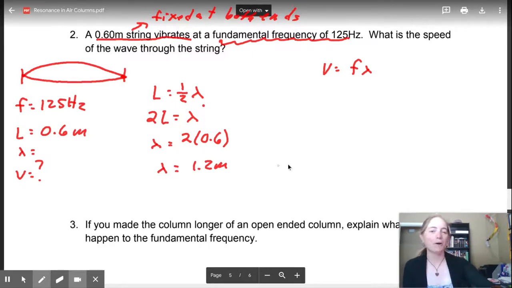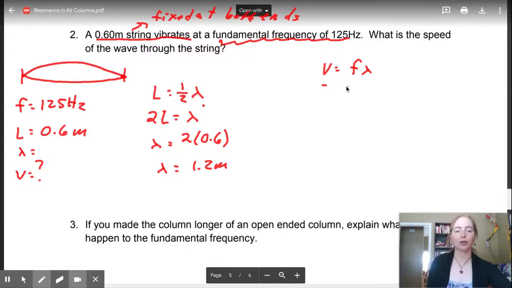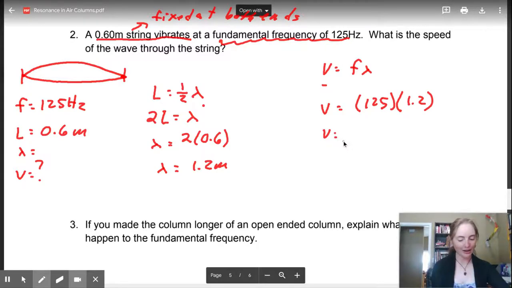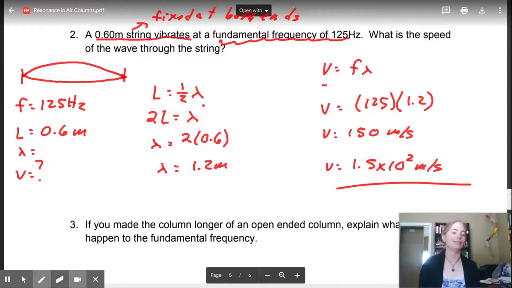All right, you've been asked to calculate the speed. We have the frequency, so the speed is equal to 125 times the wavelength, which is 1.2 meters. Once you put that into your calculator, we'll do sig digs after, I'm going to get 150 meters per second. So then you are going to have 1.5 times 10 to the 2 meters per second with sig digs. Once again, the math isn't the hard part here. The hard part is figuring out the relationship between your nodes and the length, and the relationship between the length and the wavelength. That's the tough part.